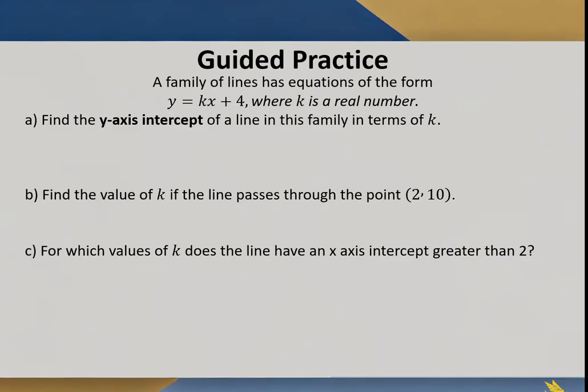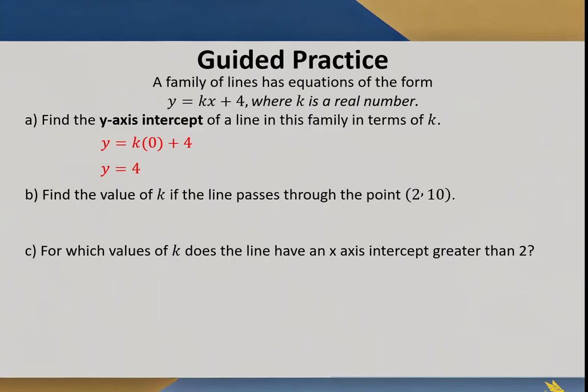So the first thing we need to think about is what does it mean to have a y-axis intercept? So for a y-axis intercept, we have x equals 0. So I'm just going to put that value in. Then I'm just going to solve it. Anything times 0 is 0, so y must be 4.